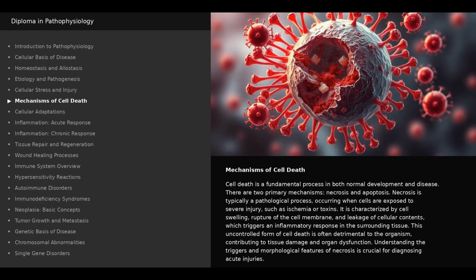Mechanisms of cell death. Cell death is a fundamental process in both normal development and disease. There are two primary mechanisms: necrosis and apoptosis. Necrosis is typically a pathological process occurring when cells are exposed to severe injury, such as ischemia or toxins. It is characterized by cell swelling, rupture of the cell membrane, and leakage of cellular contents, which triggers an inflammatory response in the surrounding tissue.